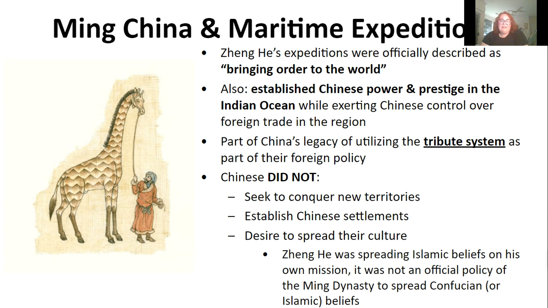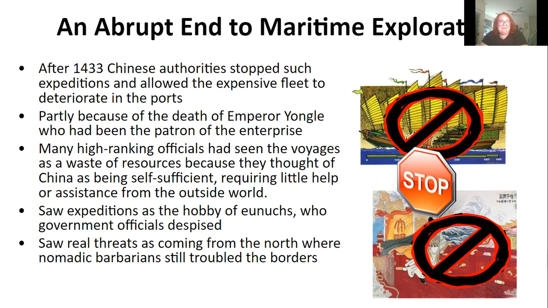So part of China's legacy is this tribute system that we keep talking about over and over again. The Chinese did not seek to conquer new territories. They did not establish Chinese settlements, and they did not desire to spread their culture. What actually ended up happening was the spreading of Islamic beliefs on Zheng He's missions. It was not the official policy of the Ming Dynasty to spread Confucian or Islamic beliefs. They were just trying to create a tributary system.